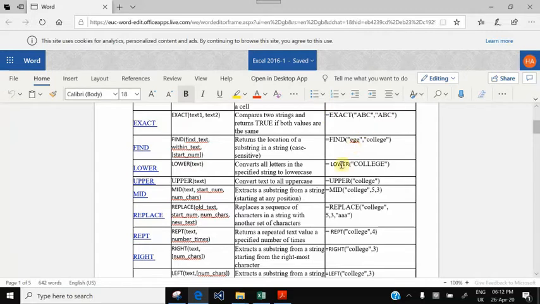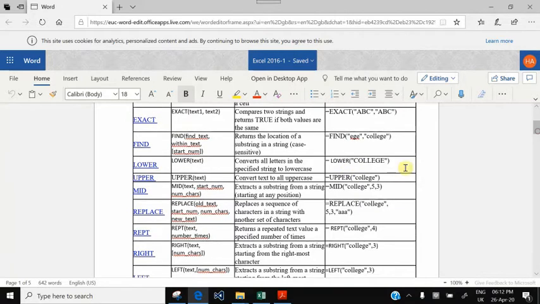This will return true. Also, there is LOWER, which converts all letters in a specific string to lowercase. This is LOWER college, for example, it will be small letters. UPPER, also UPPER college, it will be like this. MID, for example college 5, 3, extracts a substring from a string starting at any position, like 5, 3 on 1 2 3 4 5. So the E, G and E, three letters here.